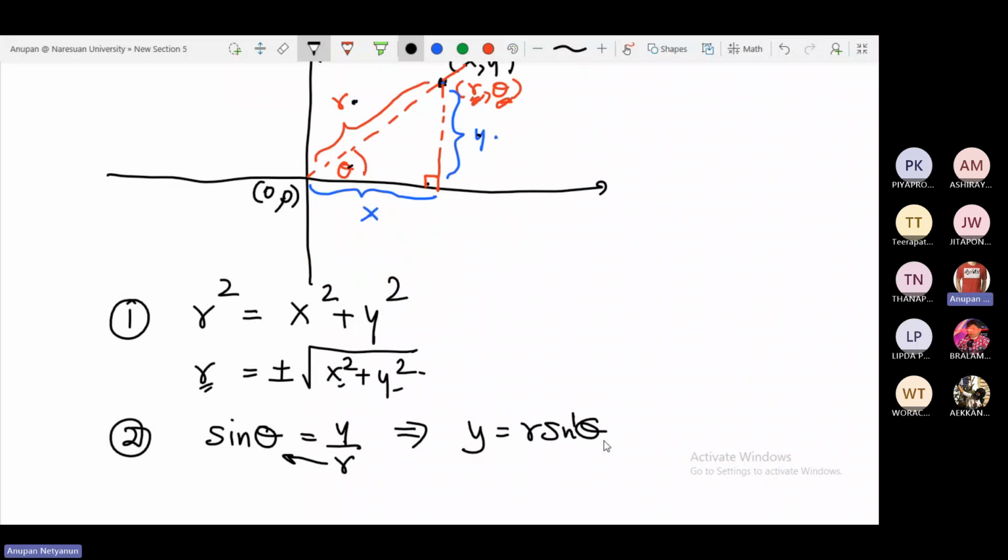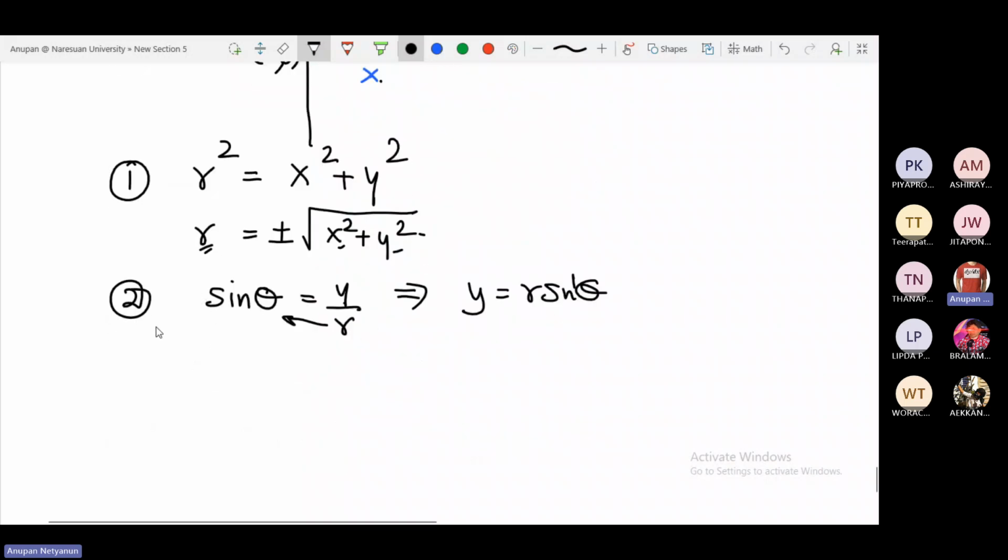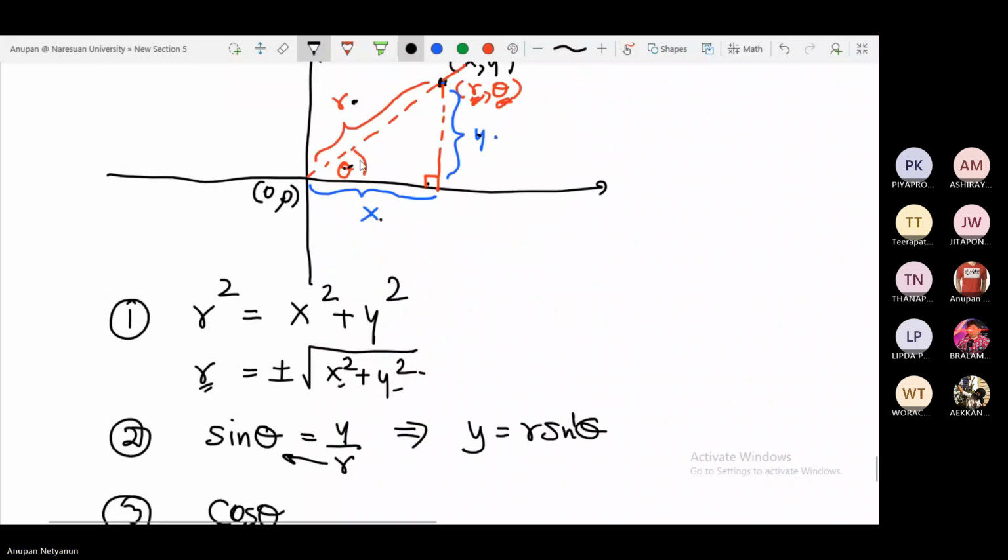Okay, and in a similar way, if I try to relate this theta to this x, which is the adjacent side, right? Adjacent to theta and opposite to the right angle. I think it's called the hypotenuse. The opposite side of this right angle is called the hypotenuse. Okay. So I'm going to look at cosine theta, which is related to the adjacent over hypotenuse, which is x over r.